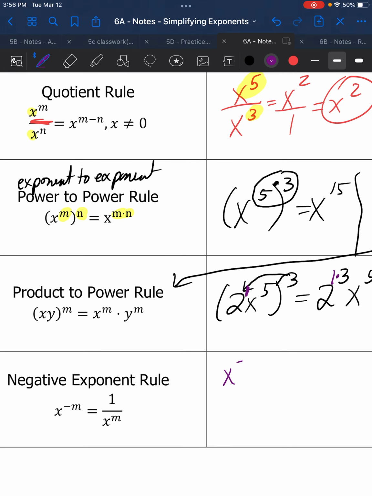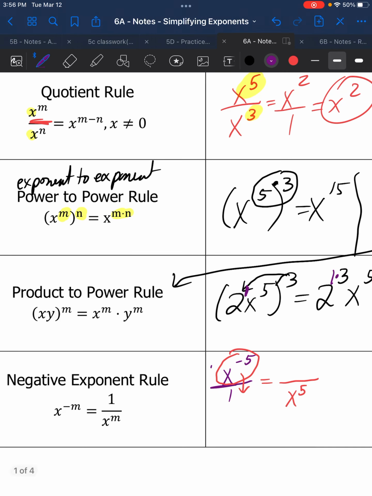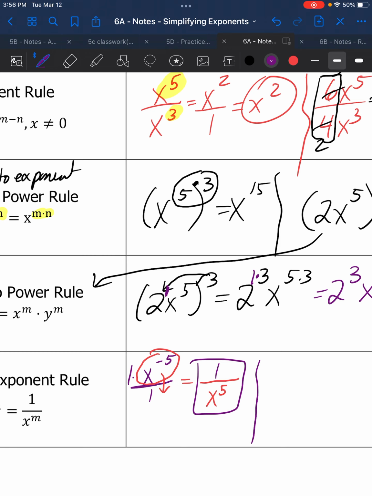So if I have, say, x to the negative 5, right now it's in a numerator. What we're going to do is take the base and that exponent and move it. So it moves down to the denominator and becomes positive. And in the numerator, there's always a hidden 1 that's there, so that 1's going to stay there.